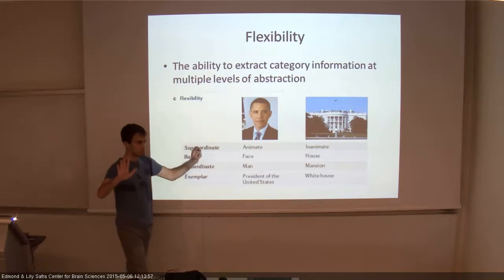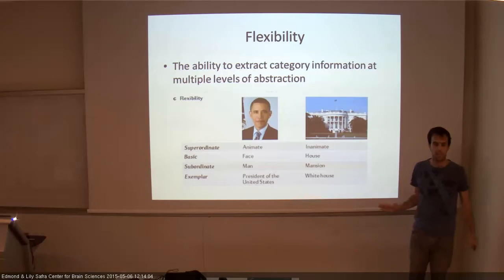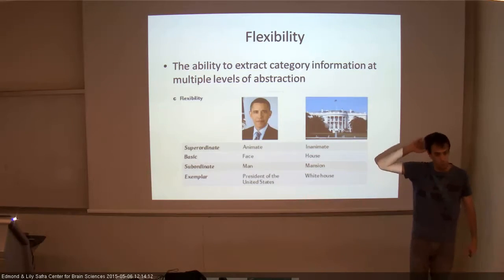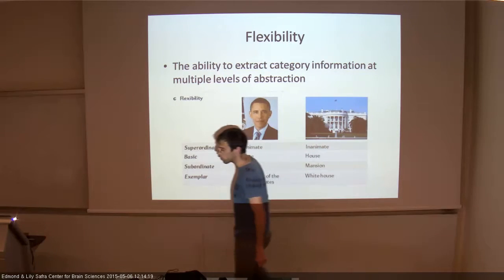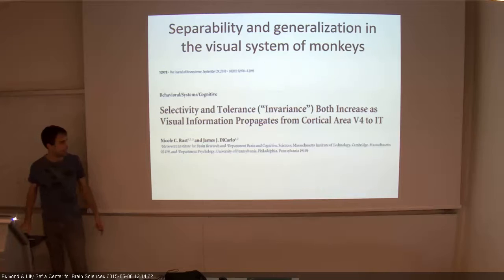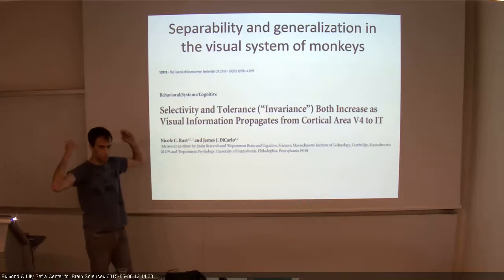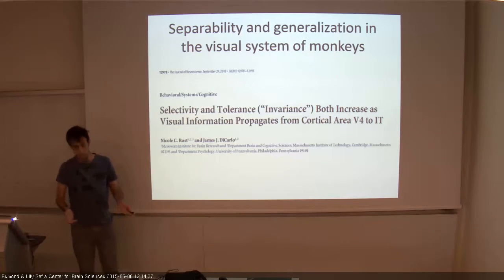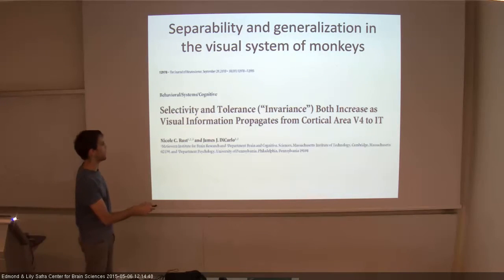So first, what I showed is a rough overview, which reviewed what the goals of the IT in visual categorization are. And those are just the goals. This is computational thinking. It's not experimental. What I'm going to show now is an experiment that tried to show if or how some features of the IT help it to categorize, looking at these goals that we thought about: separability, generalization, and flexibility. The paper title is helpful, just read it and it will explain: Selectivity and tolerance, invariance, between increased visual information progress from cortical areas before IT to IT.